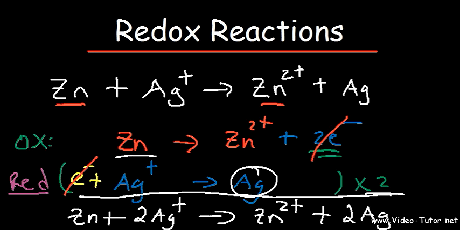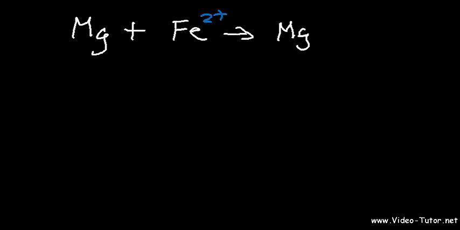Let's try another example for the sake of practice. So let's say we have magnesium 2 plus with Fe. Let's say it converts to, actually hold on, Fe 2 plus. Let's say it converts to Mg 2 plus and Fe. Now feel free to pause the video and try this example yourself and see if you can get the answer, and then unpause it when you're ready.